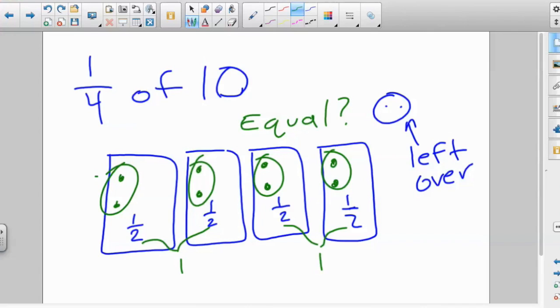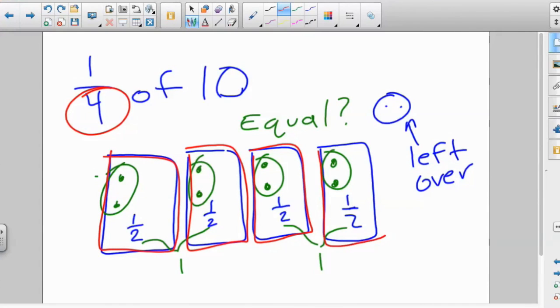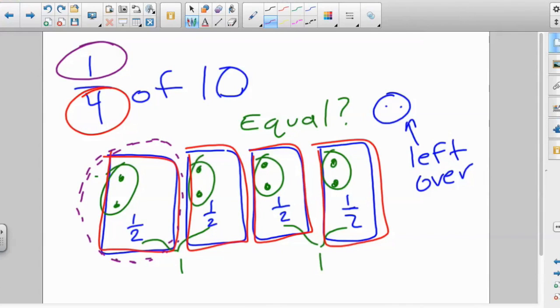And again, my numerator tells me how many of these groups I should really focus on. What do I need to draw my attention to? My numerator is 1. My denominator is 4, right? So I've made 4 equal groups, and they all have the same amount of dots in them. And again, my numerator is 1. So it says how many we need to focus on. Well, look at one group. And one group has not just 2 dots, but 2.5 dots. So I know that 1/4 of 10 is 2.5.